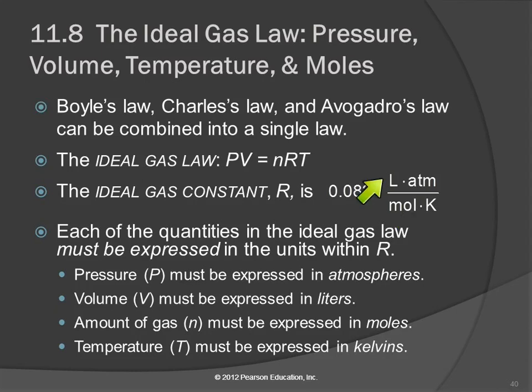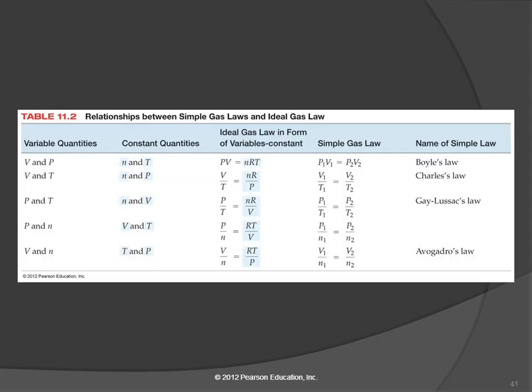But this is telling us what units we need to use for the other variables. We have to have pressure in atmospheres because that's what's in this constant. Volume has to be in liters. Amount of gas is in moles. We were going to do that anyway. Temperature in kelvins. We were going to do that anyway. So there's PIV-NERT and the ideal gas constant.